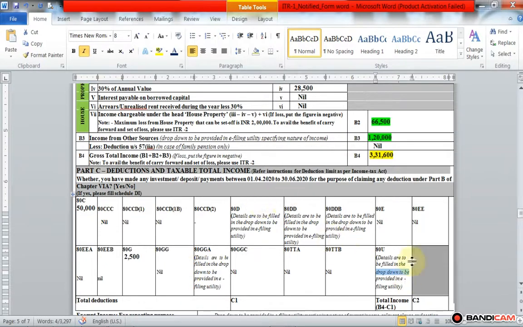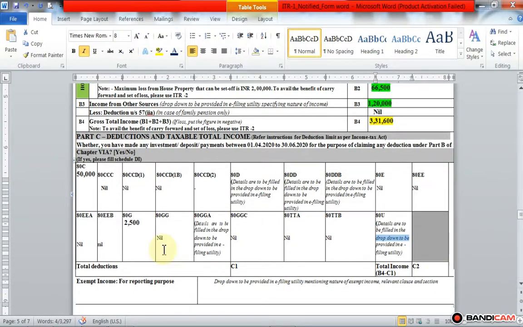Okay, then make a total of all the deductions. Here only two deductions are given, that is 50,000 and 2,500. So the total is 52,500. Got it? 52,500 is the total.